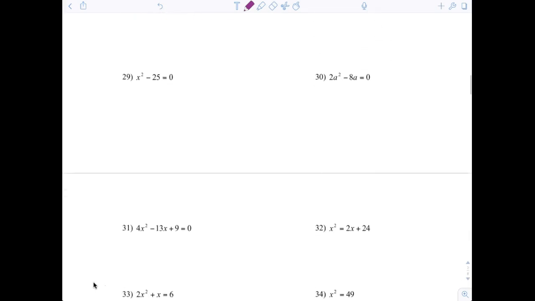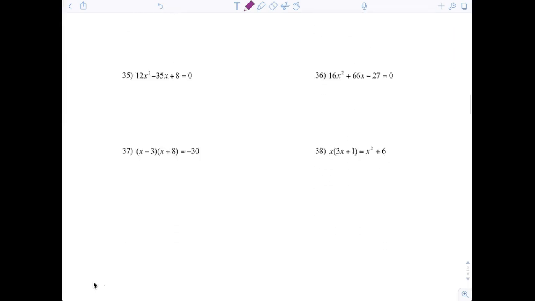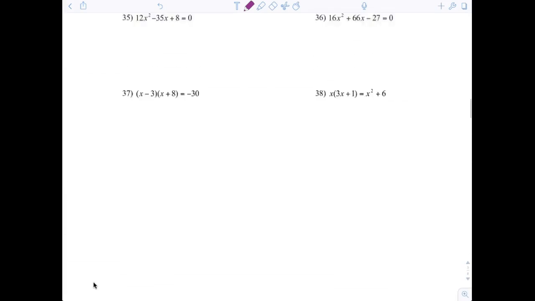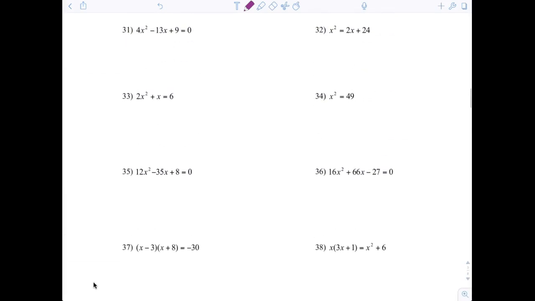Try 25 through 37. Don't worry about the word problems. 25 through 37, guys. Just the odds. Tomorrow we're going to do just the evens. On Wednesday we're going to review. And on Thursday we have a test. All right? Do a good job.